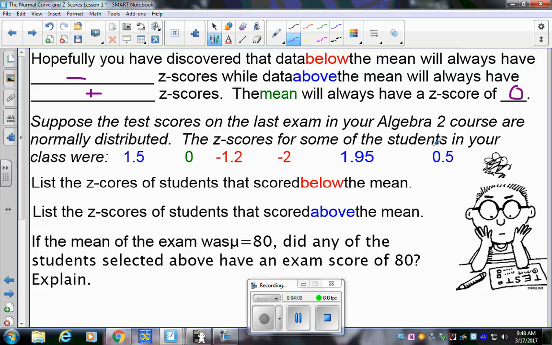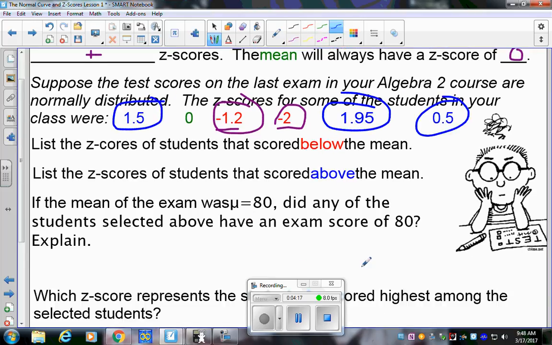So suppose the test scores on the last exam are normally distributed, with these z-scores. Which ones are below? Color coding also helps, but it's the ones that are negatives. Which ones are above? The ones that are positives. And if the average score was an 80, did anybody score exactly an 80? Yes, whoever got the z-score of 0. So remember, z-score is just telling you your location relative to the average. Positive means you're above, negative means you're below, 0 means you're smack dab on.